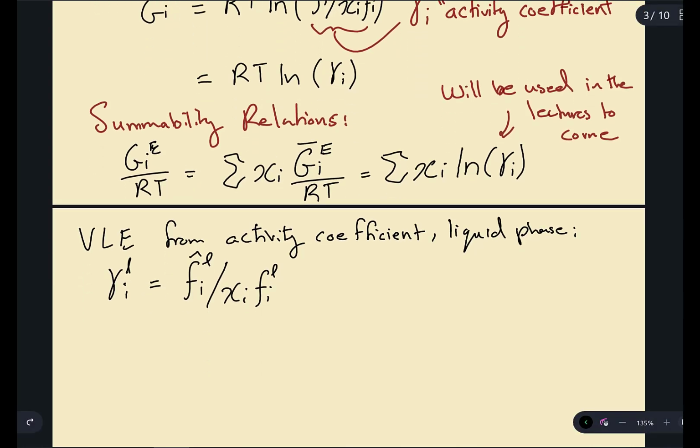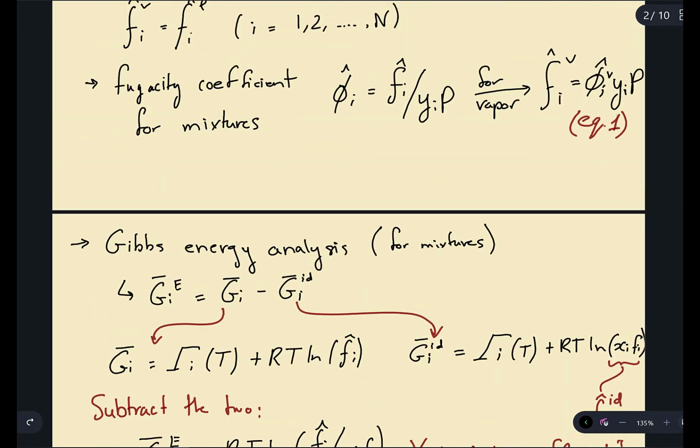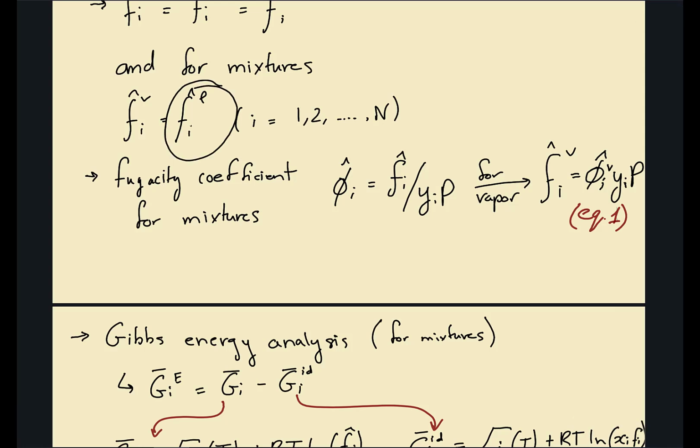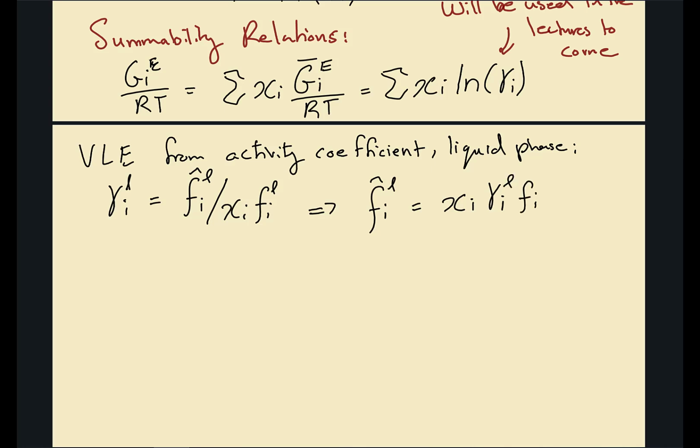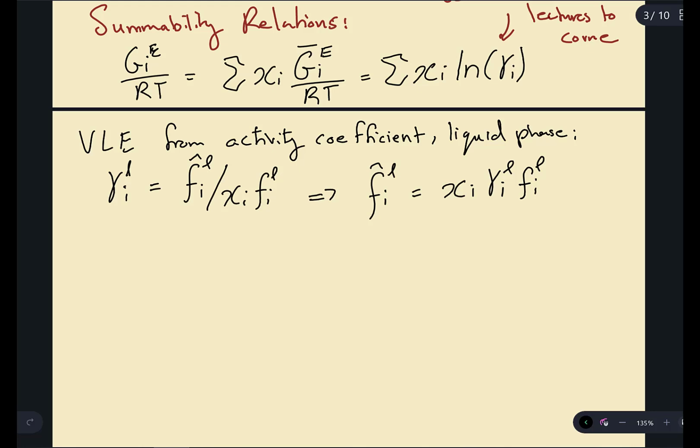So now, in fact, we can rearrange this to solve for what we need. We need an expression for this fugacity in the liquid phase. So we're going to rearrange this expression to get the following. We have the fugacity in the liquid phase in the mixture is equal to x_i gamma i, which is the activity coefficient of the liquid, times the fugacity in the liquid phase of the pure substance.